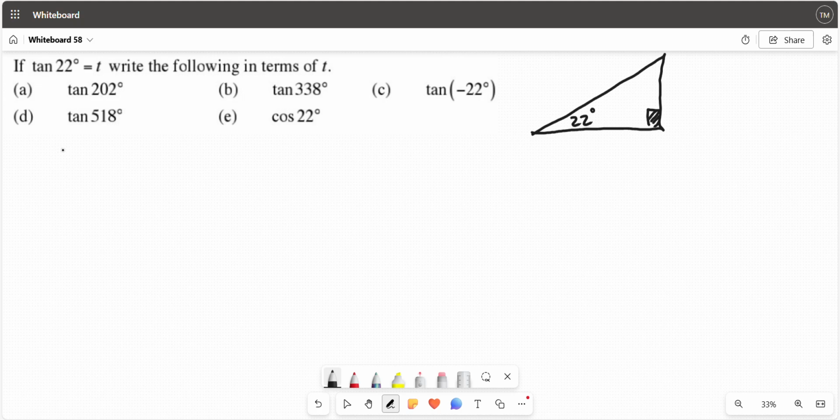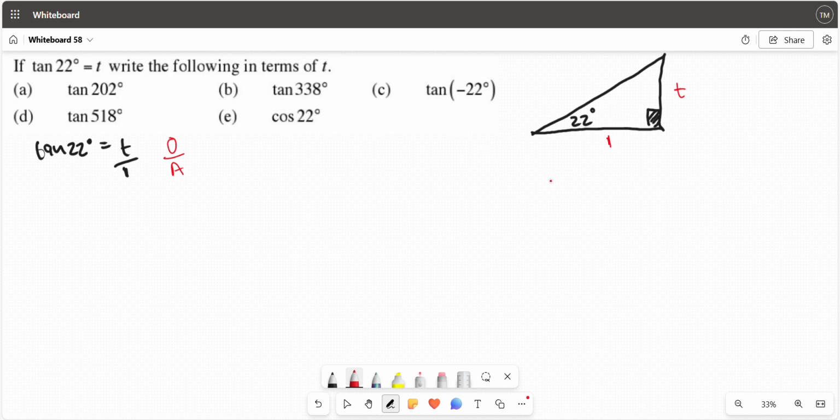Firstly, what is tan 22 degrees? Tan 22 degrees equals t over 1. We always need to represent it as a fraction, because tan is O over A. So this tells me that the t is the opposite and the 1 is the adjacent. Let me label it there. My opposite is the t, and my 1 is the adjacent.